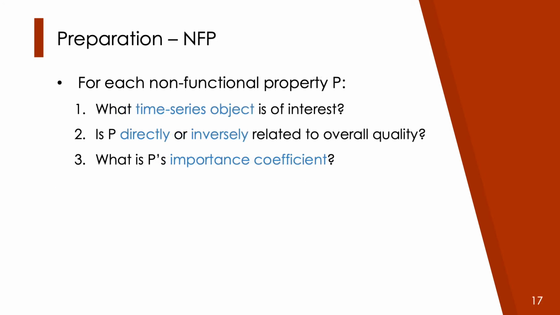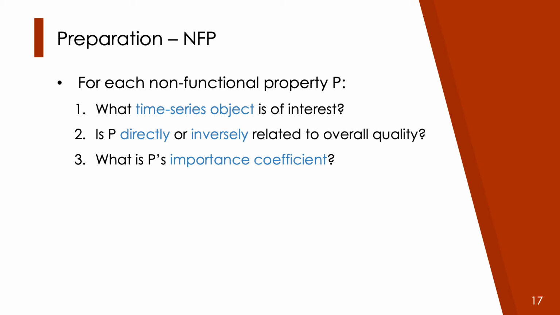The second set of preparation questions is going to be about the non-functional properties of the system that are of interest to the engineer. So here, effectively, they need to define what time series objectives they're interested in, and whether or not they want to maximize or minimize that specific objective. For example, if you're thinking about throughput, you probably want to maximize the throughput of the system, meaning that this time series is directly related to the overall quality of the system. Whereas if you're thinking about energy consumption, the chances are that we want to minimize the energy consumption of our system. Therefore, it is going to be inversely related to the overall quality of the system.